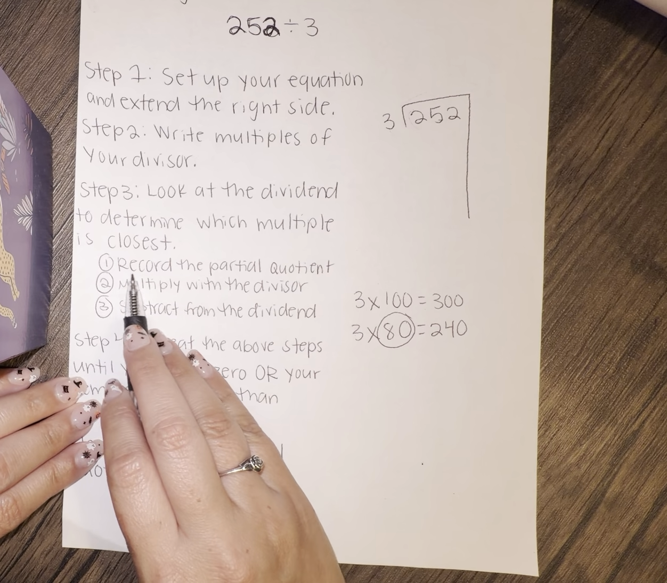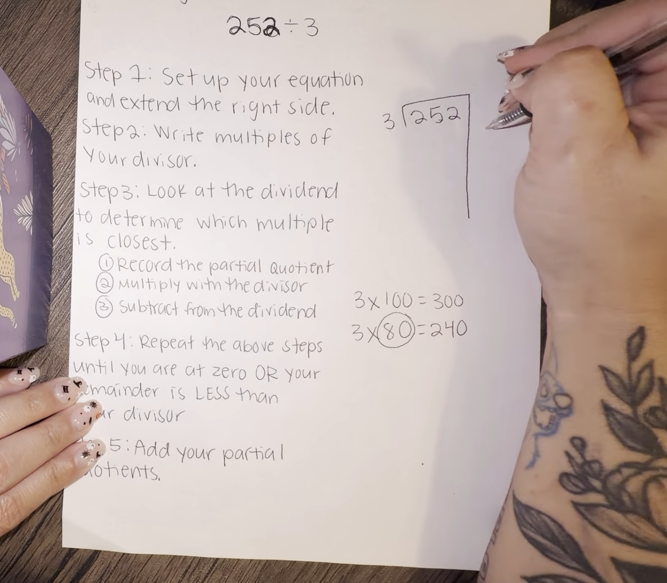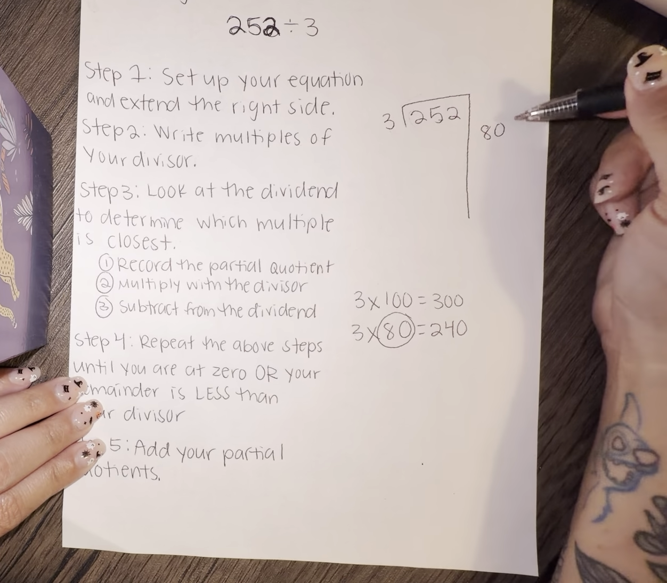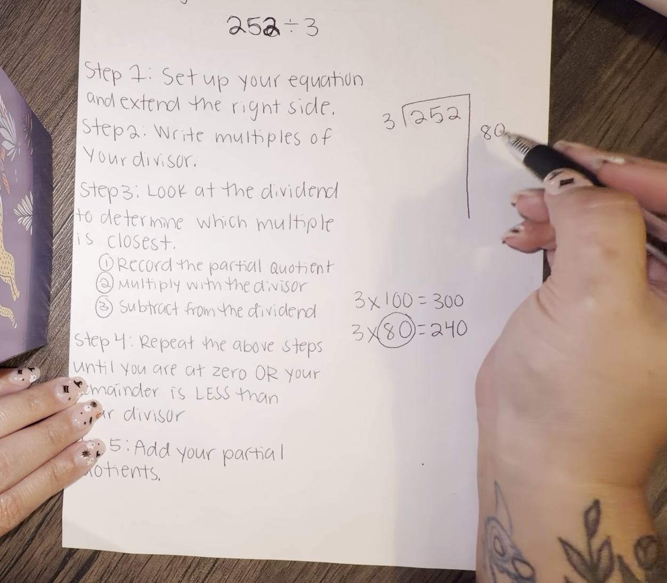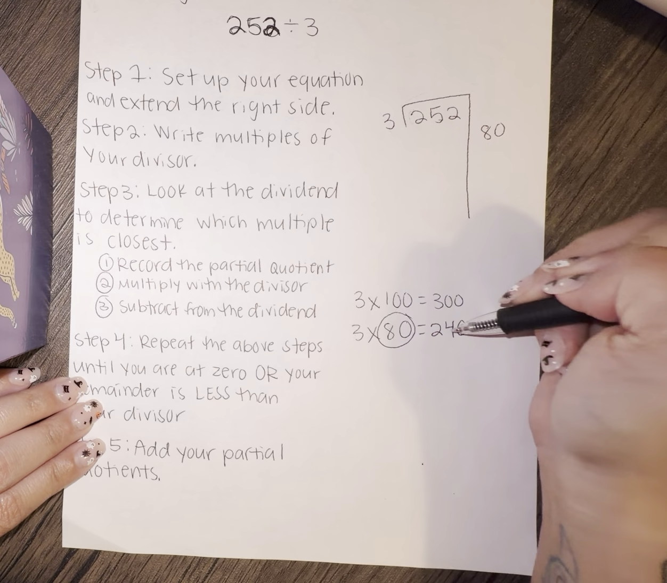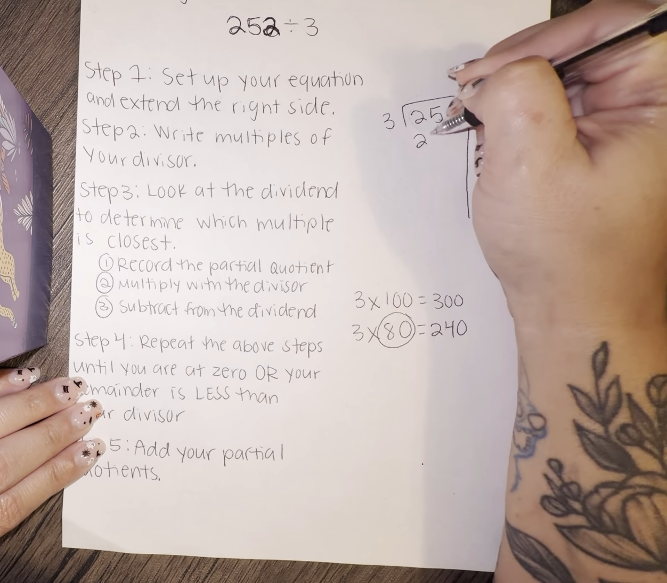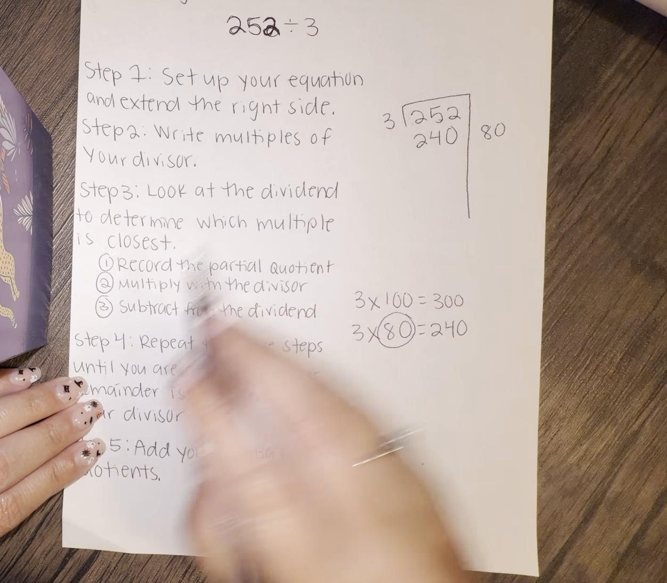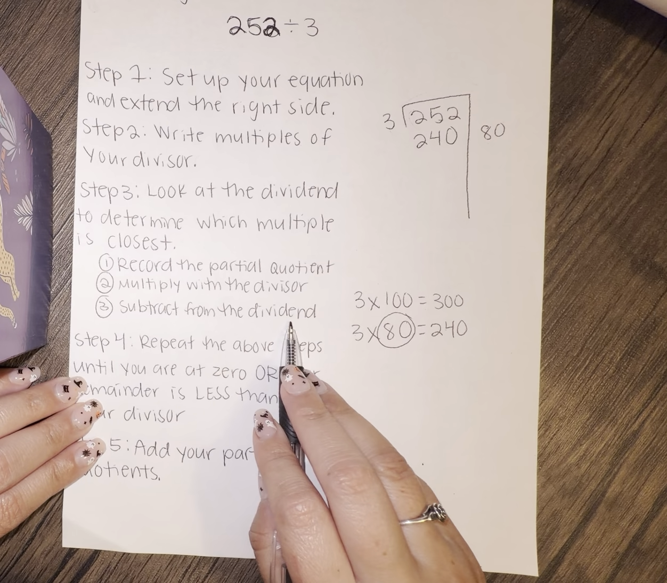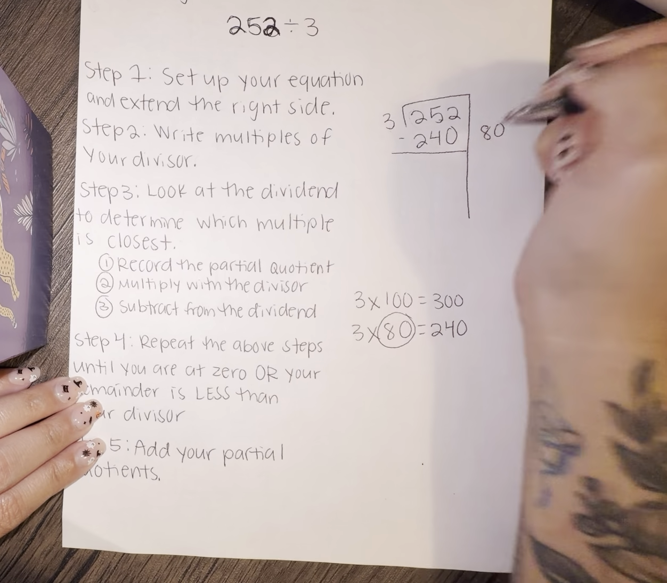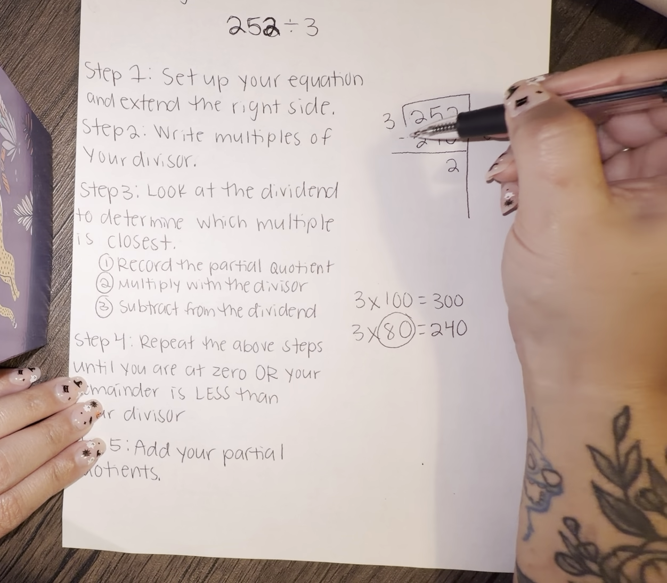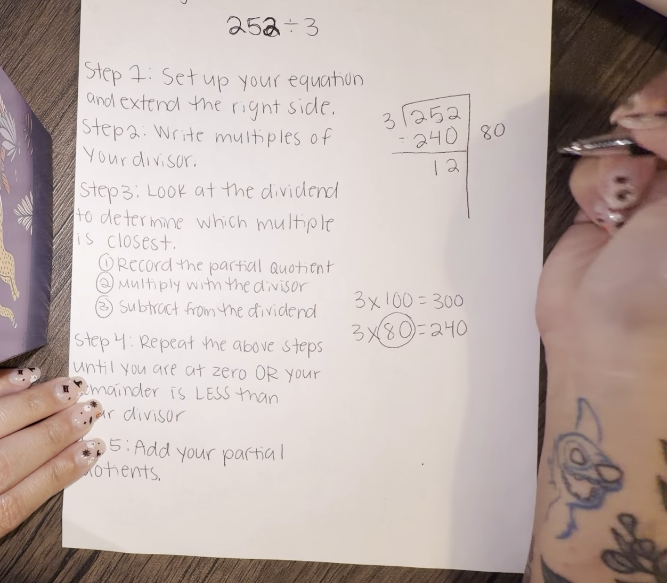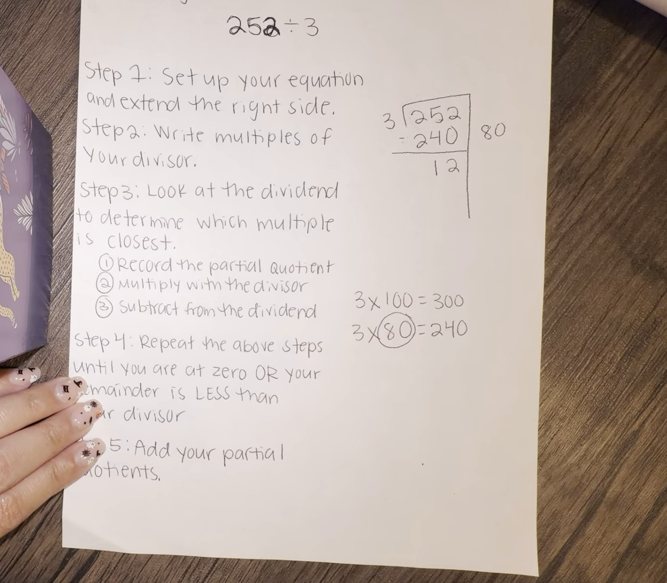Then we need to record the partial quotient. Record the partial quotient on the side. Then multiply with our divisor. Well, we already did 80 times 3, and we got 240. Let's write it underneath. Next, I'm going to subtract from the dividend. 2 minus 0 is 2. 5 minus 4 is 1. 2 minus 2 is 0. So now I have 12.